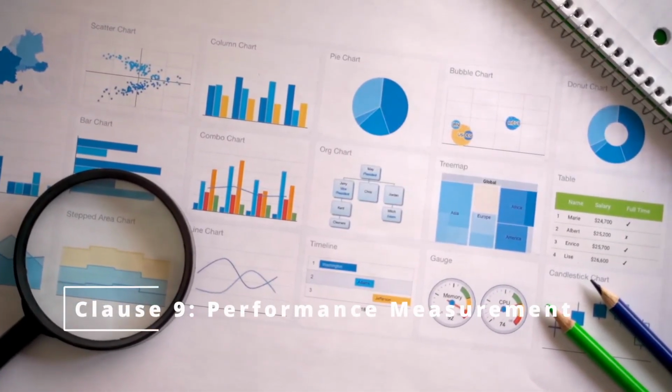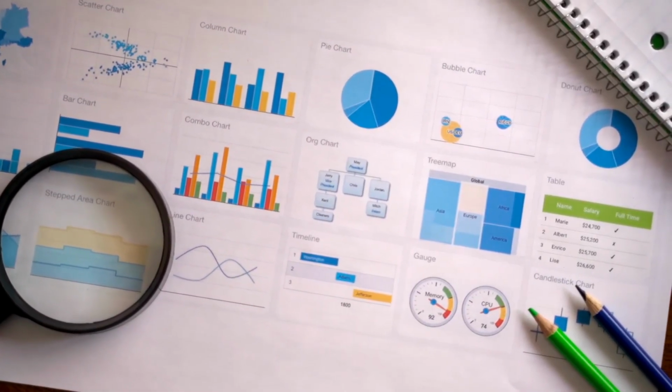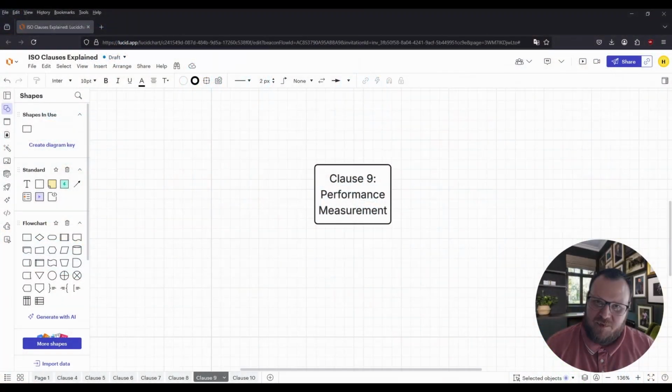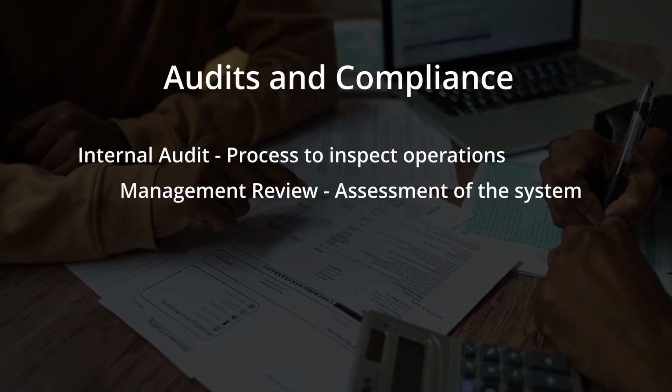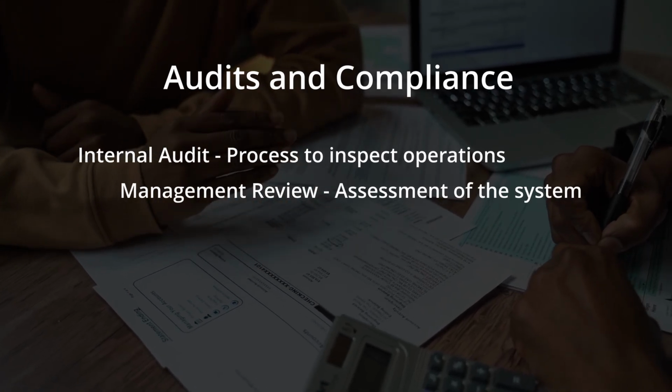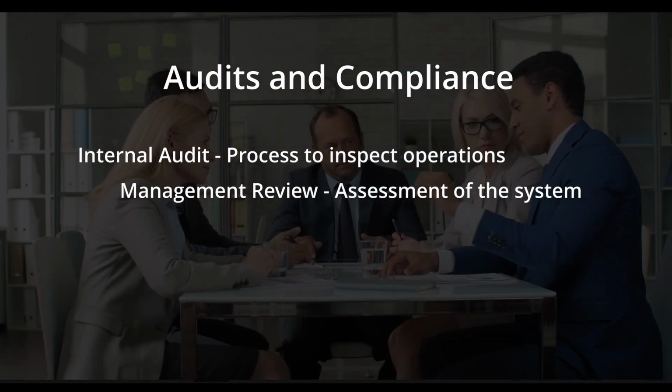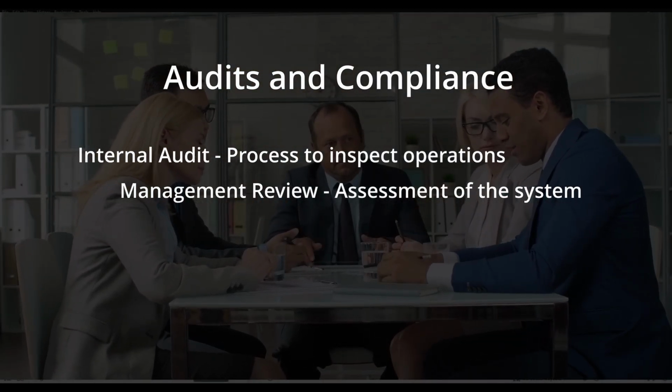Clause 9, performance measurement. The key areas here is that we need to monitor, measure, and analyze the performance of our management system over time. What we need to do is conduct internal audits here, and this is where we conduct management review meetings, which is a type of meeting where we'll review the system as a whole and make sure that it's still fit for purpose and achieving its intended outcomes.